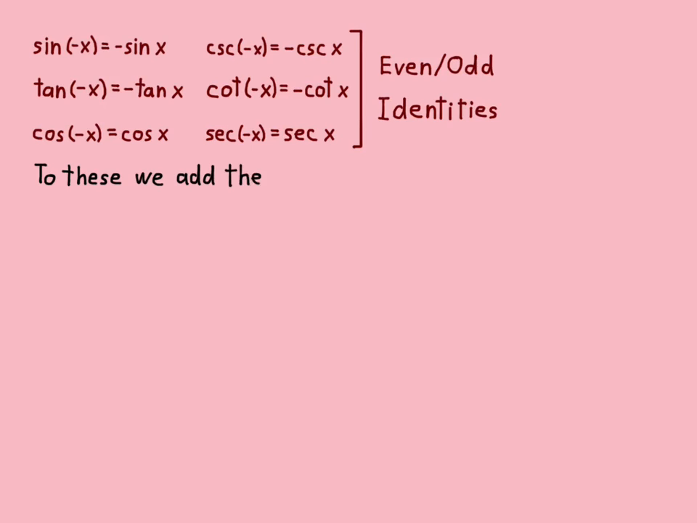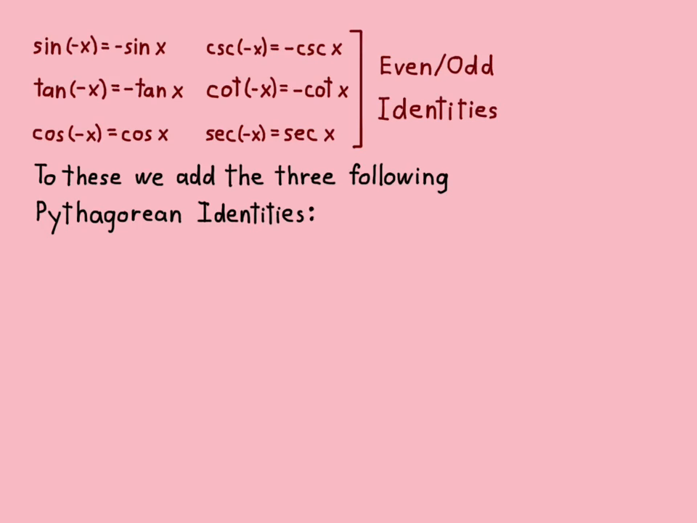So to these, we're going to add the 3 following Pythagorean identities. And of course, we'll add more identities later. There's a lot of identities you need to know. So the first one is really super important. It's cosine squared x plus sine squared x equals 1.